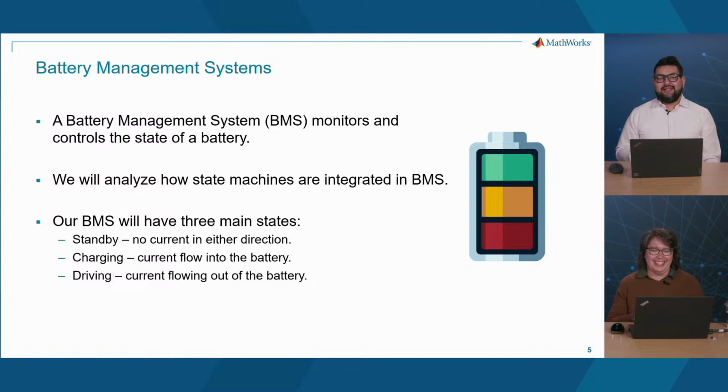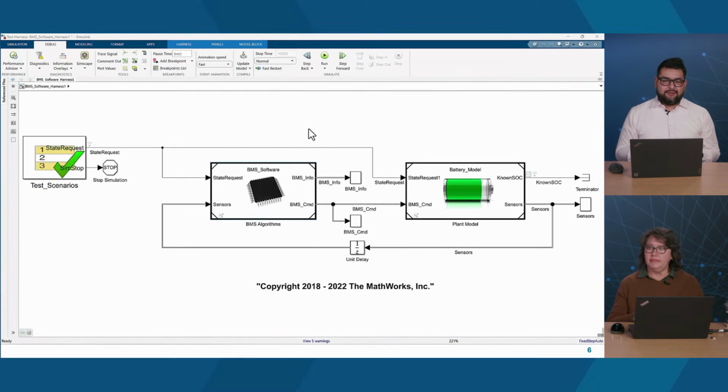Anyway, our BMS will have three main states: standby, meaning no current in either direction; charging, current flowing into the battery; and driving, current flowing out of the battery. We're going to be looking at this implementation of a BMS. We're not going to build this whole thing, right? This is too big a model for us. Right, that's a very good point. We're definitely not building this here. This is a sophisticated BMS that also has a lot of pieces that don't necessarily involve Stateflow.